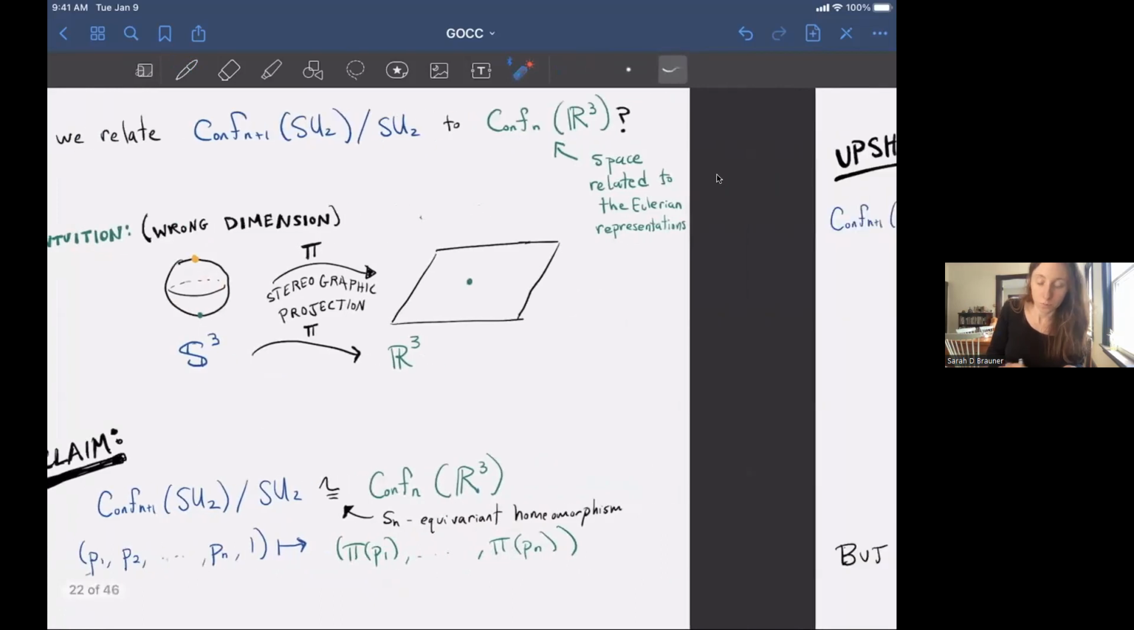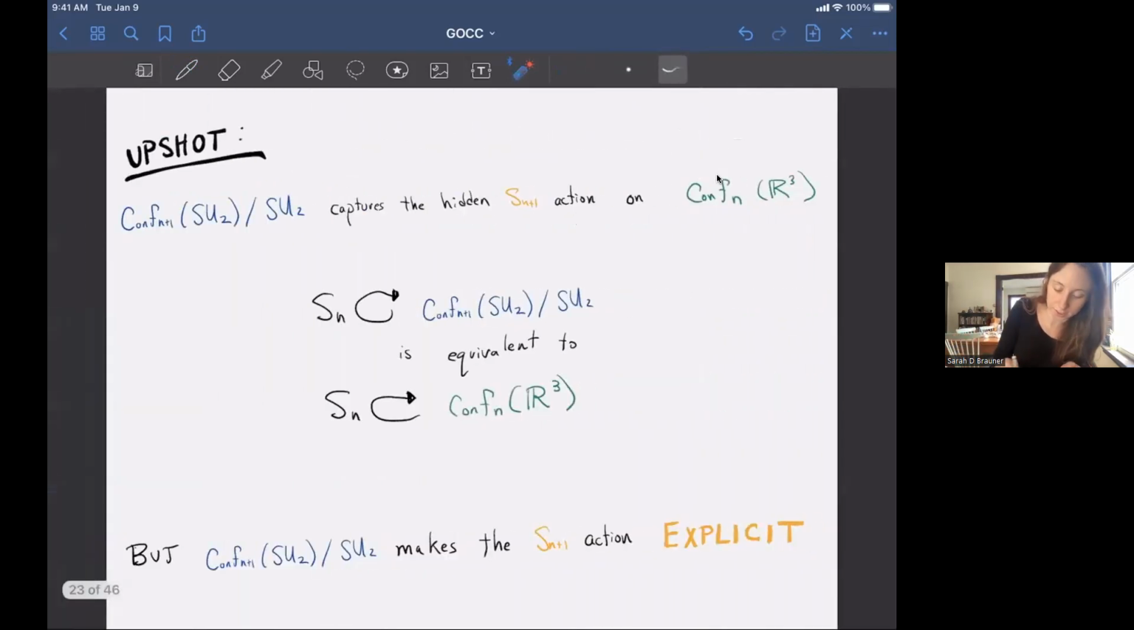Okay, so the sort of upshot here is that this quotient space, the sort of advantage of looking at it, is that it captures an Sn+1 action on this configuration space that a priori we didn't know existed. So the Sn action on this quotient space, that homeomorphism tells me it's exactly the same thing as the Sn action on my original configuration space. But the advantage of thinking about the space is that it actually makes an explicit Sn+1 action. Okay, questions about this?